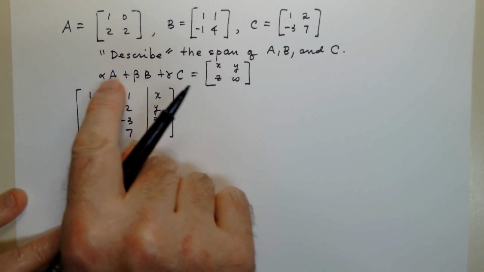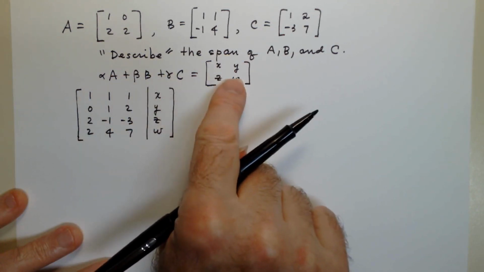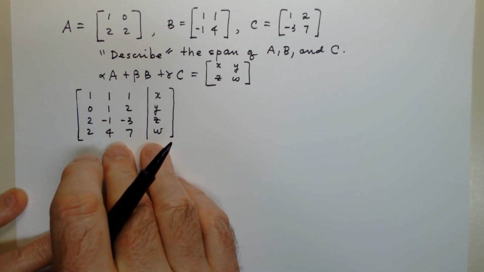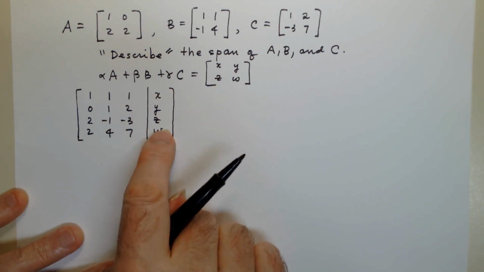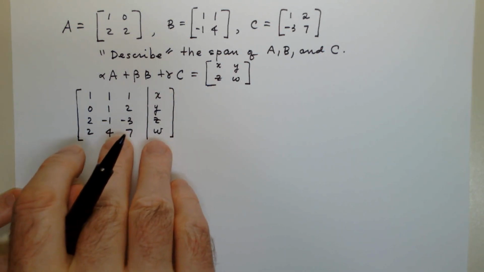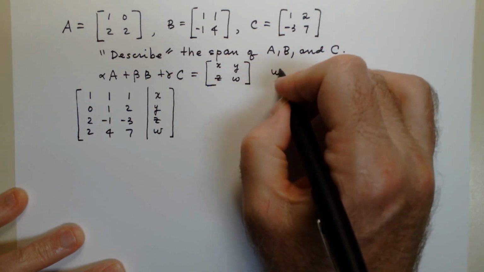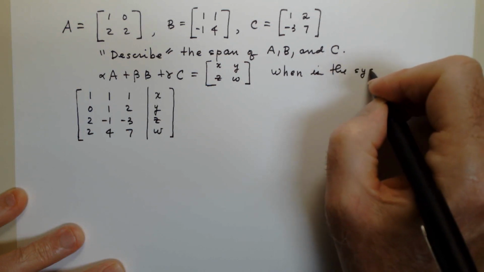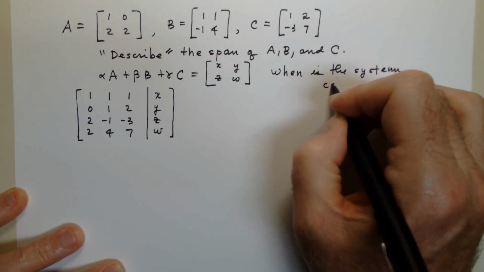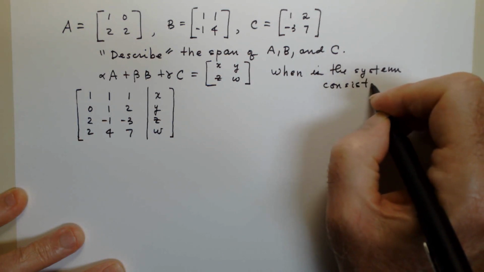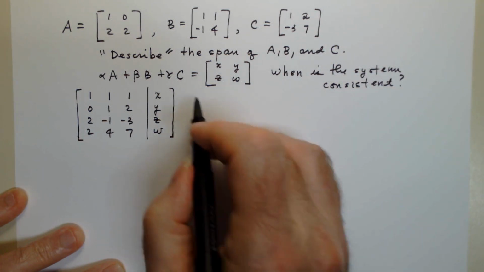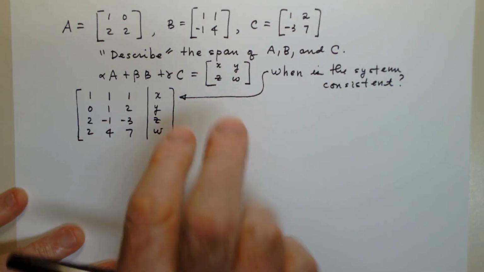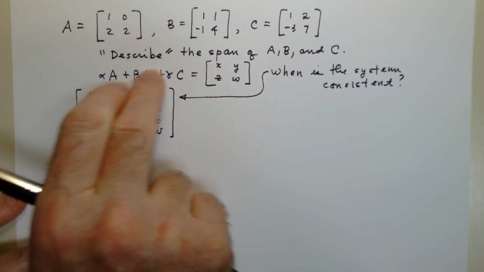And so we know that we can find an alpha, a beta, and a gamma to solve this system as long as this system is consistent. And so the real question is, what are the conditions on x, y, z, and w to make this system consistent? That's the question. When is this system consistent? When it's consistent, I can solve this equation and this matrix is going to be in the span.